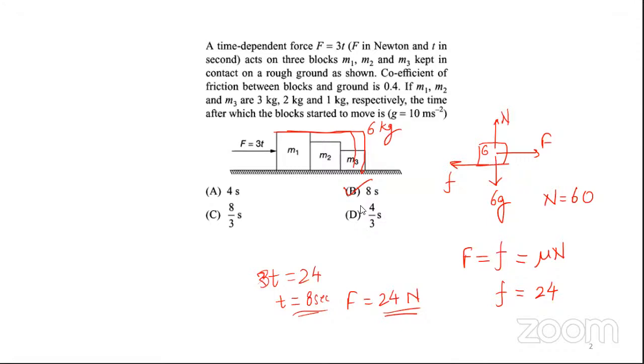Okay, I'll just repeat again. 3T minus mu N equals 6a. When you solve that, in the end you get T equals a plus 8. Judging from the equation, we'll get a positive value of a only if T is more than 8. So that's why I put 8 as the answer.